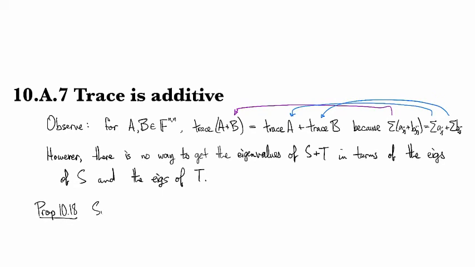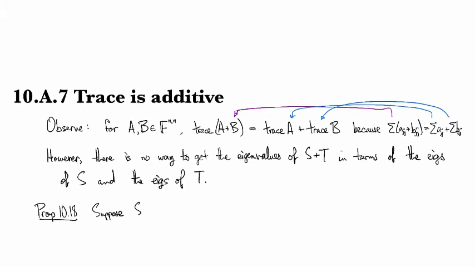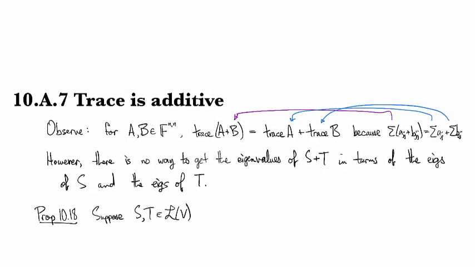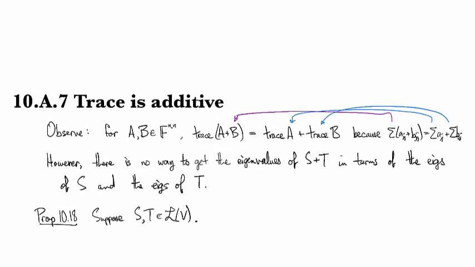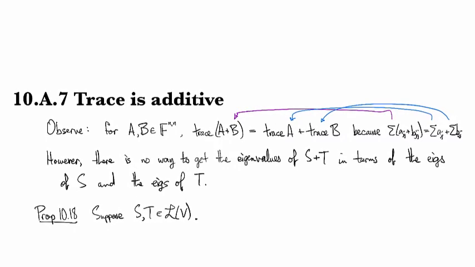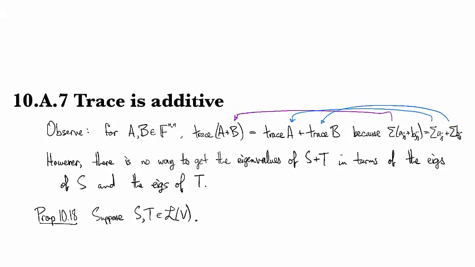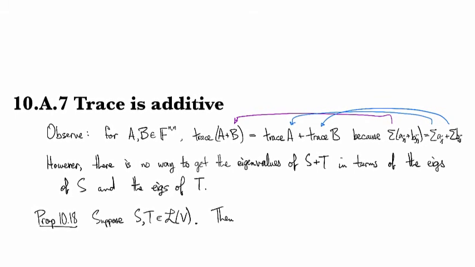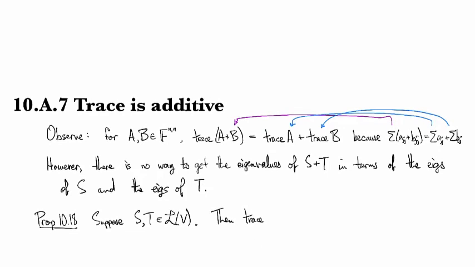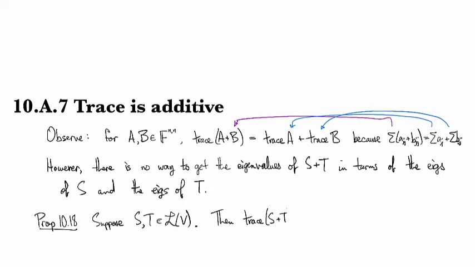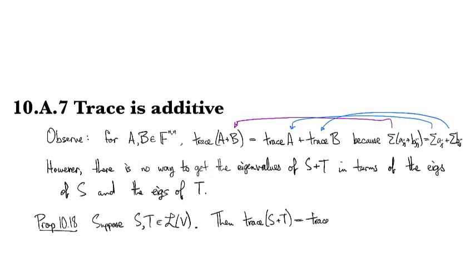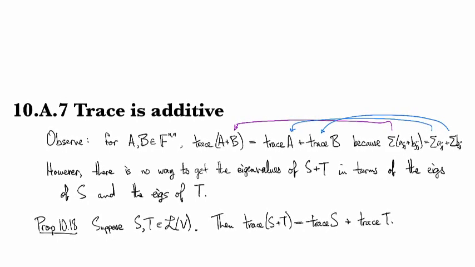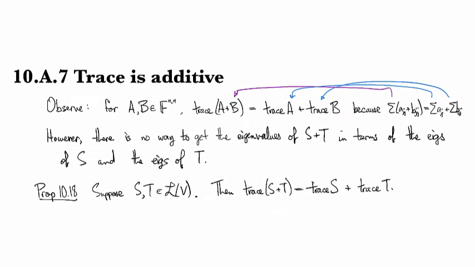So suppose that S and T are operators on a finite dimensional vector space. Again, the finite dimensional part is implied because we're going to be talking about matrices. Then the trace of S plus T is equal to trace S plus trace T.